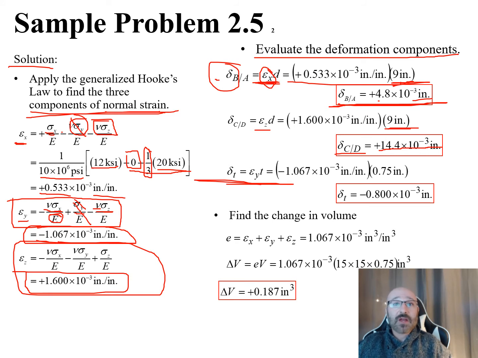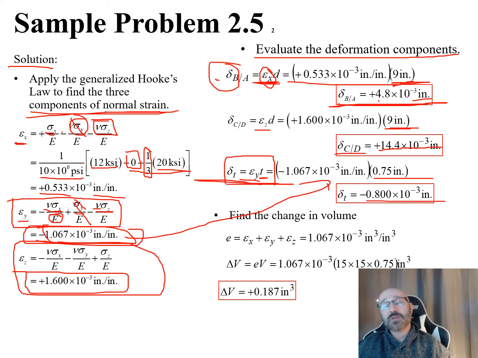So we can plug that in. We can see this relationship, that the deformation is going to be equal to the initial thickness times that epsilon in the y direction. We have that epsilon in the y direction right there, so we can plug that in times that initial 3/4 inch thickness, and what we see is that it does decrease, just as we expect, by 0.8 times 10 to the negative third inches.